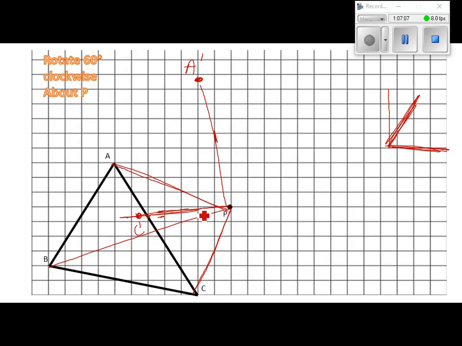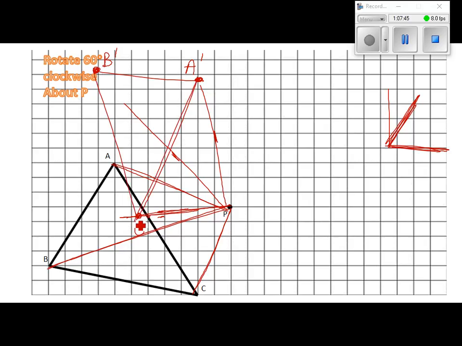Do B. Connect B to P, which I just did. 60 degrees going up this way, somewhere about in here. So B is going to fall on that line going up through there. Get out my yardstick so I can measure this. B is about that far from P, so B prime should be about that far. It's going to be way up here, somewhere way up in here. That's going to be B prime. Connect those.